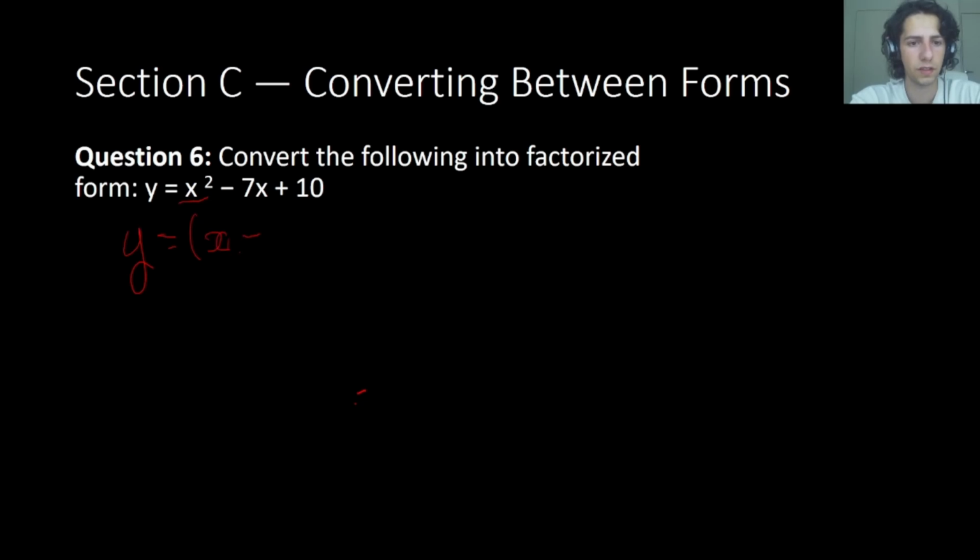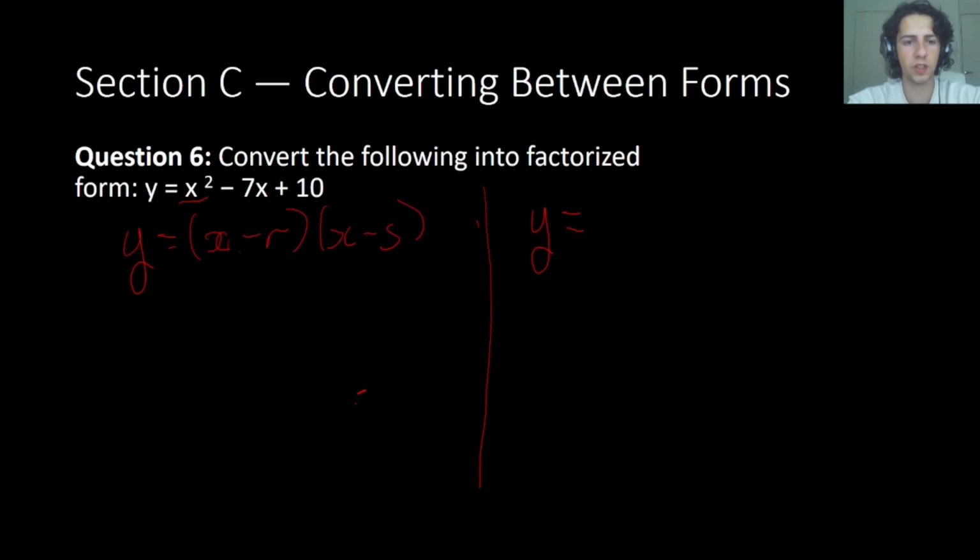x minus r times x minus s. Now, once we look at what we have here, we're going to realize that once we do polynomial expansion, our standard form from the factorized form is going to resemble something like this. And let's quickly introduce what polynomial expansion looks like as well.